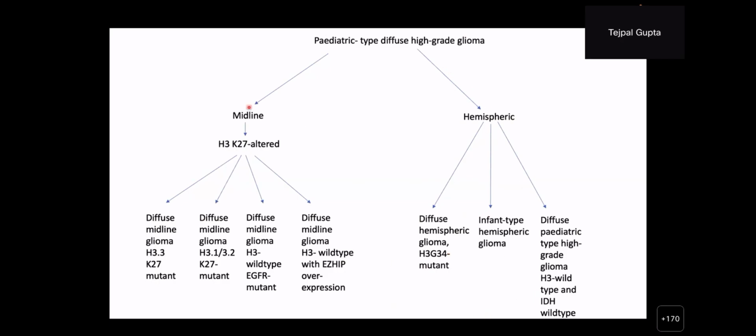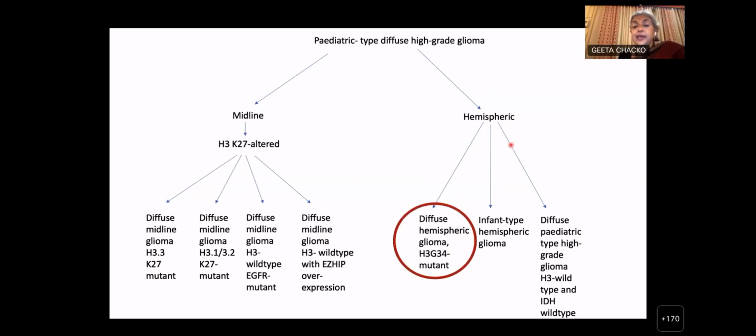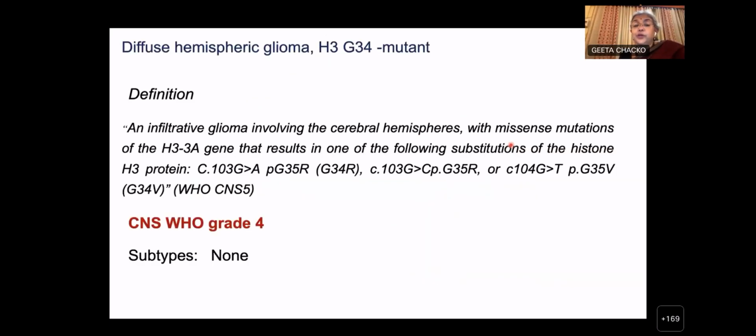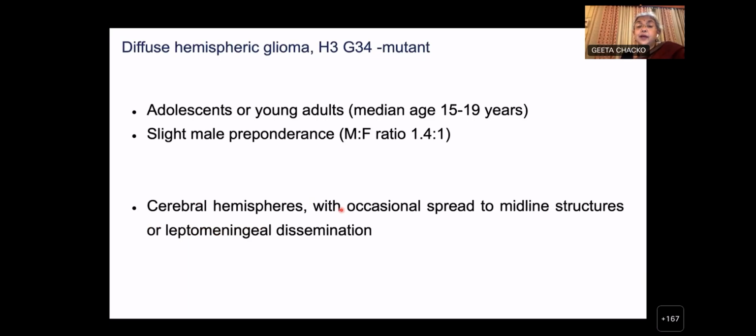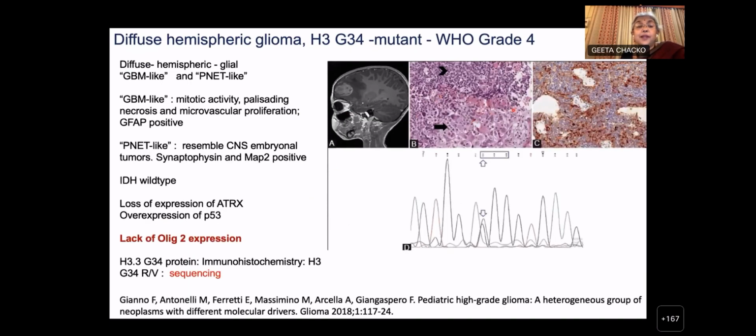So apart from those that occur in the midline, you have those that occur in the hemispheres. Amongst these is the H3 G34 mutant tumor. This is also a grade 4 tumor. It results from substitutions in the histone at G34, such as G34V. It occurs in adolescents and young adults with cerebral hemispheric involvement. You can see a GBM-like appearance, that means a high-grade, primitive appearance, mitotic activity, proliferation, necrosis. You'll be thinking of a glioblastoma or a primitive neuroectodermal tumor, but these are IDH wild-type tumors.